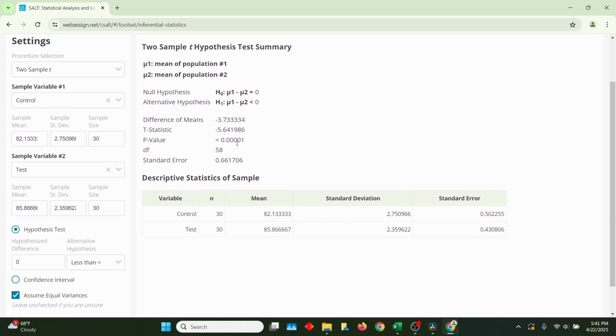Okay, so because the p-value is less than our significance level, we can conclude that the test group did have a higher average than our control group, and they had a statistically higher average.